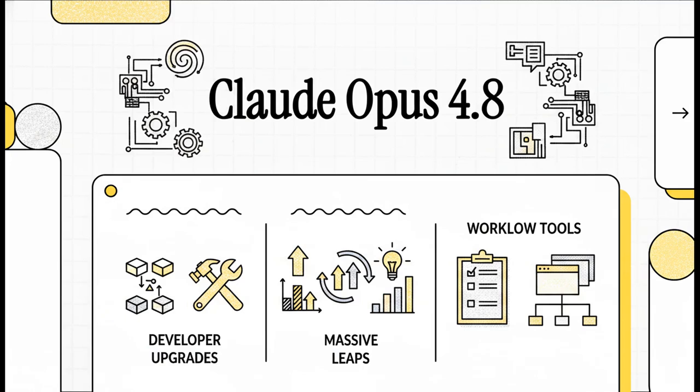Today, we are diving deep into the What's New Opus 4.8 update, specifically breaking down the May 28th, 2026 release of Anthropic's Claude Opus 4.8. If you're a builder, an engineer, or really anyone looking to get the absolute most out of the newest AI models, you're exactly where you need to be. We're going to cover the essential developer upgrades, the massive leaps in efficiency, and the brand new workflow tools. And we're going to do it without getting bogged down in the fluff. So let's just get right into it.